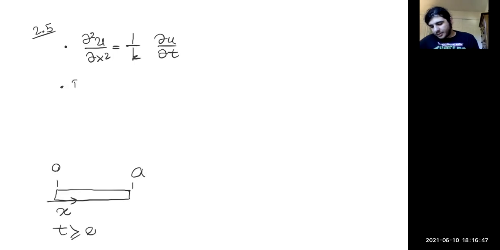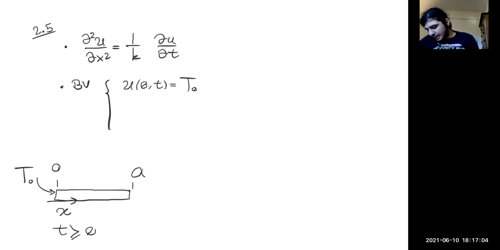Now we have the boundary value conditions. At x equal to 0, we take the same boundary value condition. We say the value of u at one of the ends is fixed. It's t naught. At the other end, we take what we call the second kind boundary value condition, or Neumann boundary value condition. The other condition does not fix the value of u here. Actually, it fixes the derivative of u at that point.